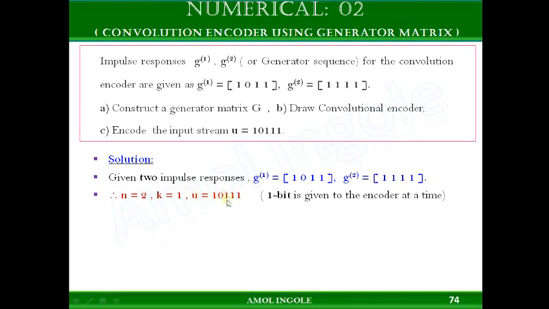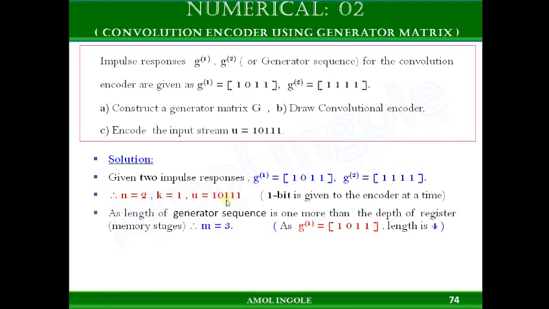U is equal to 10111. It has got 5 bits in it. The length of the generator sequence is 1 more than the depth of the register. That means the generator sequence has got 4 bits in it. So the number of memory units required will be 3.